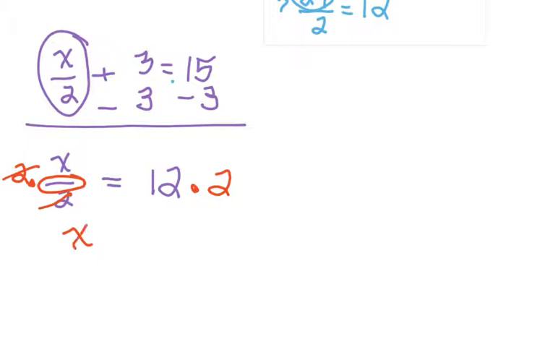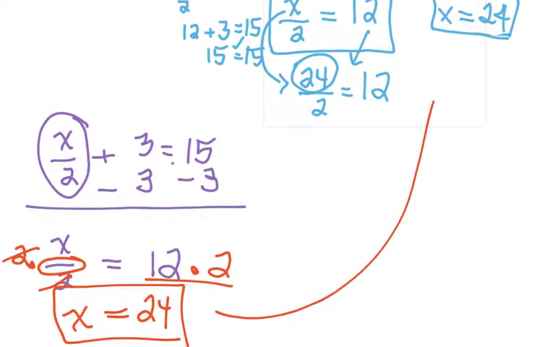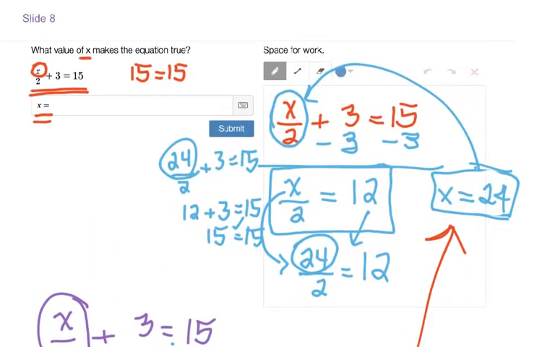Therefore, I'm left with x on the left-hand side. And now I simply simplify 12 times 2, which is 24. You can see that I got the exact same solution. So like I said, there's a number of ways that you could have worked this out, providing that you show your work or you explain your work when asked.